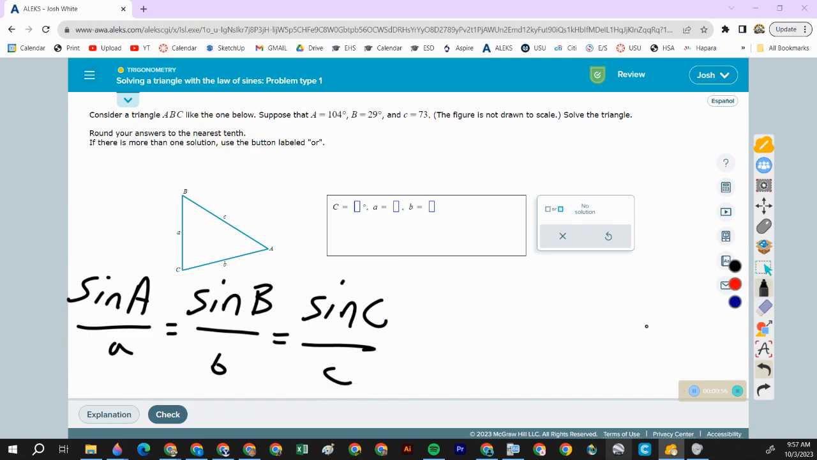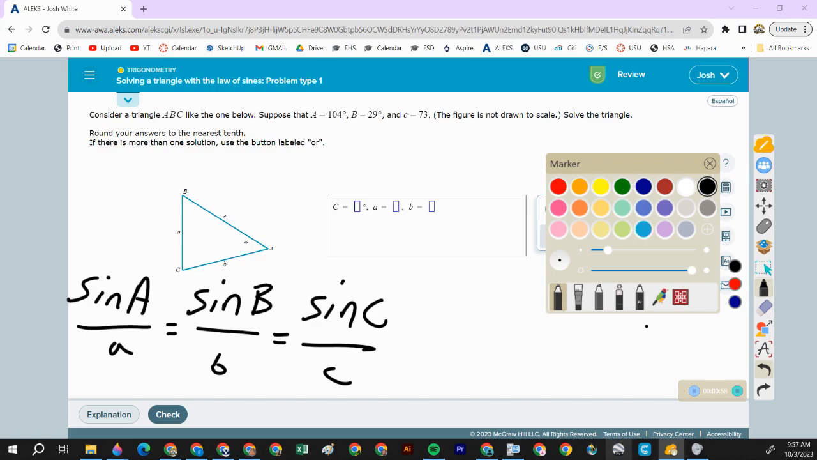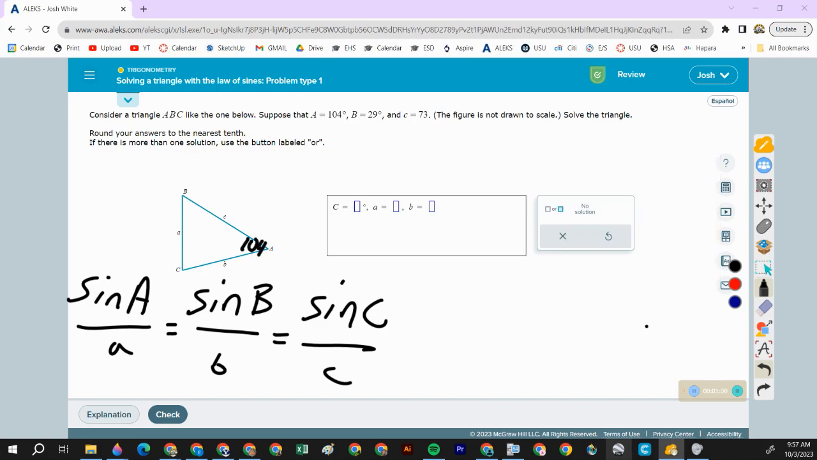So here we are given that angle A is 104, angle B is 29, and side C is 73. And it wants me to find everything else. Okay, are you confused already? So let's find side B.